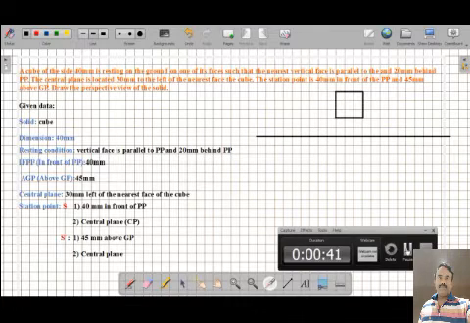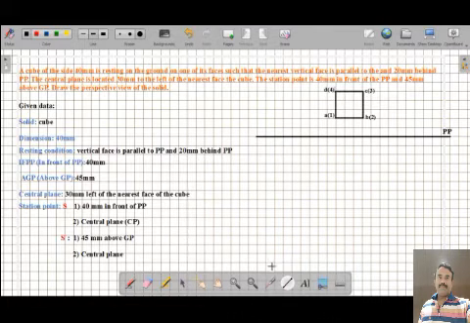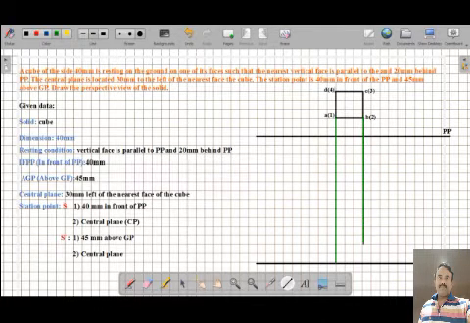So now draw the GP line at any convenient distance, in such a way that the distance between PP line and GP line should be greater than the in front of PP distance, and add the in front of PP distance as well as above GP distance. Here the in front of PP distance is 40 mm and above GP distance is 45 mm, so the distance between PP line and GP line should be more than 85 mm.